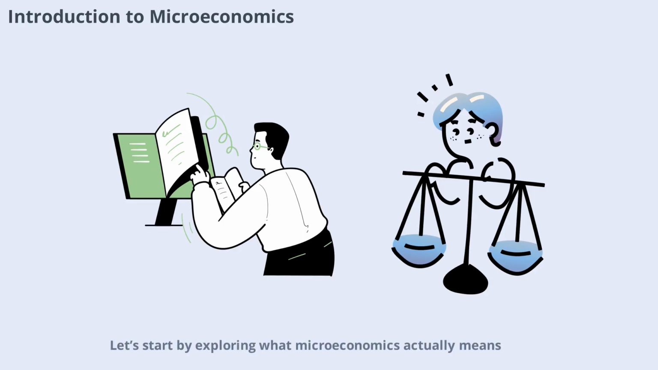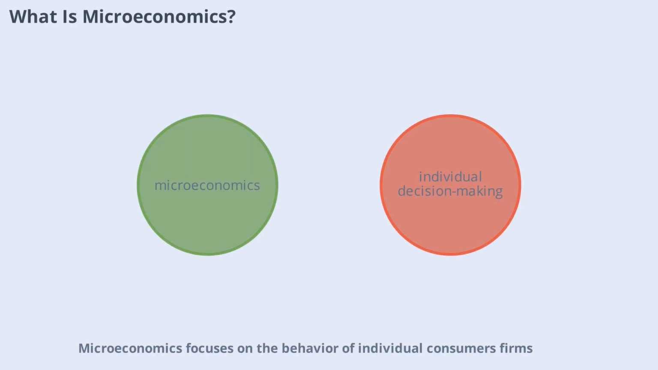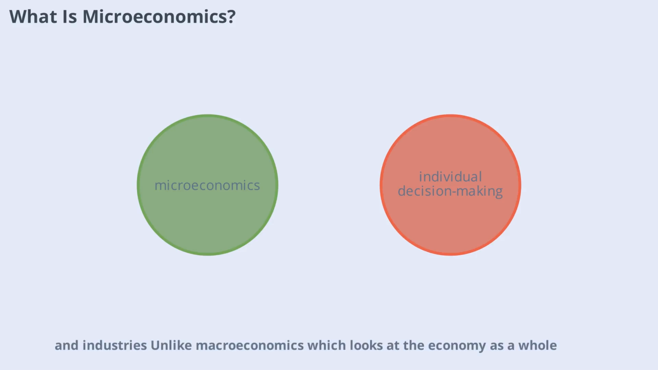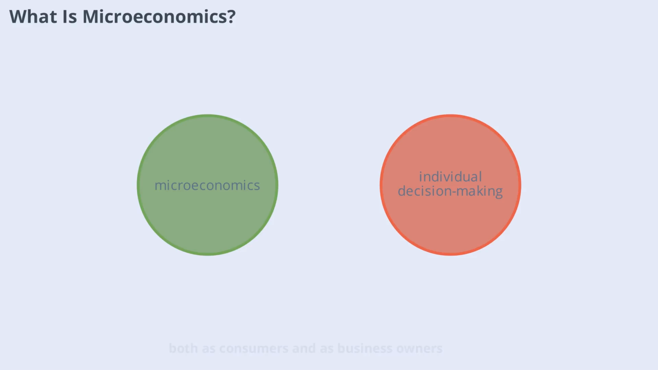Let's start by exploring what microeconomics actually means and why it matters in our daily lives. Microeconomics focuses on the behavior of individual consumers, firms, and industries. Unlike macroeconomics, which looks at the economy as a whole, microeconomics zooms in on the smaller units that make up the economic system. It examines how people make choices about what to buy, how much to work, and how businesses decide what to produce. By studying these decisions, microeconomics helps us understand the forces that drive prices, wages, and the allocation of resources. This knowledge is crucial for making informed decisions, both as consumers and as business owners.